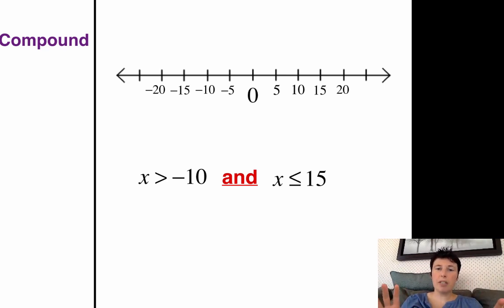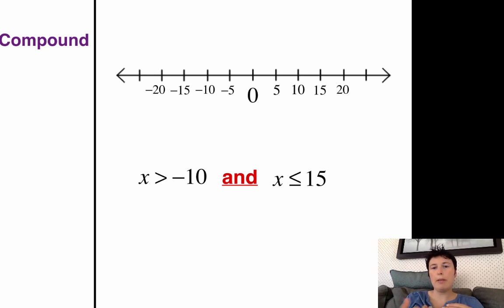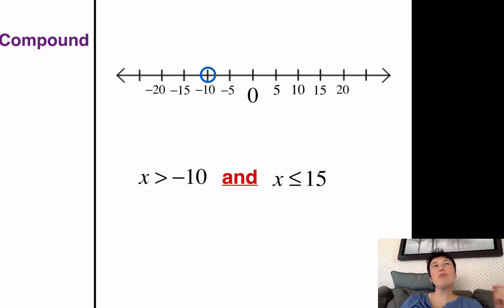Now later in class we're going to get into situations like where in our world would there be a compound inequality. We'll connect this to that real life piece. But for the moment, I just want you to see what it looks like on a number line. So let's start with x is greater than -10. I'm going to circle -10 on my number line. X is greater than means it's all the greater than values, so I'm going to be shading to the right.